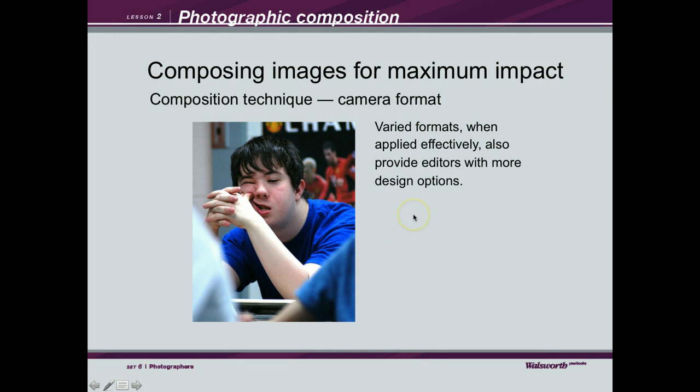So again, varied formats, when applied effectively, also provide editors with more design options when it comes to laying out newspapers, yearbooks, and even online as well. So that's camera format. We can do our camera vertically and take a photo, or we can move our camera in a horizontal position and take a more horizontal photo as well.